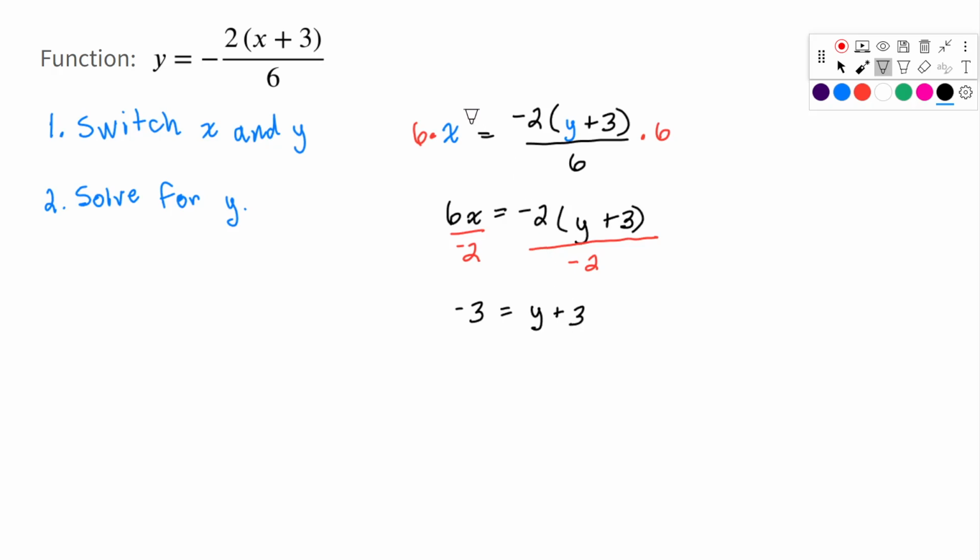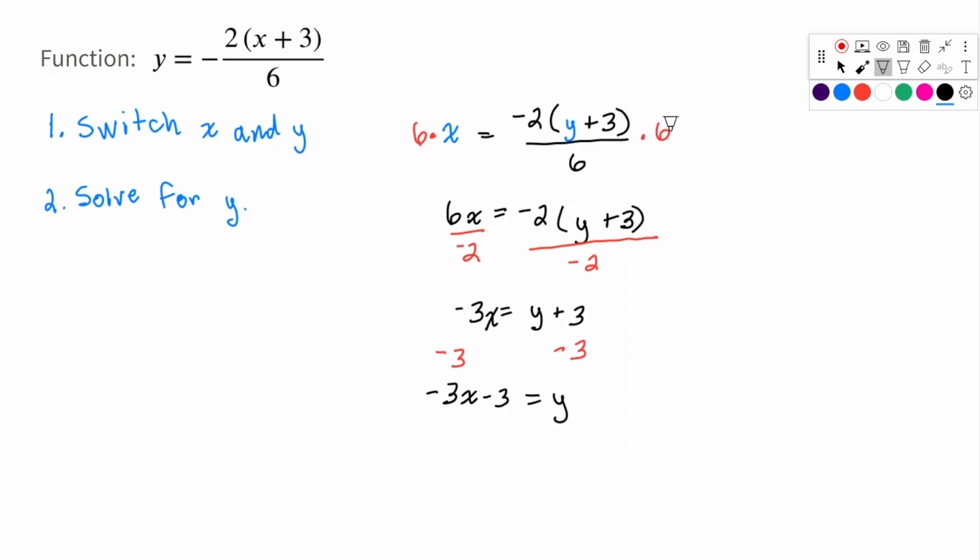Let's see here, we multiply by 6. Oh, I know what my mistake is. I forgot my x here. There we go. That's my mistake. Now, to get y by itself, I need to subtract 3 from each side. And I end up with negative 3x subtract 3 equals y.